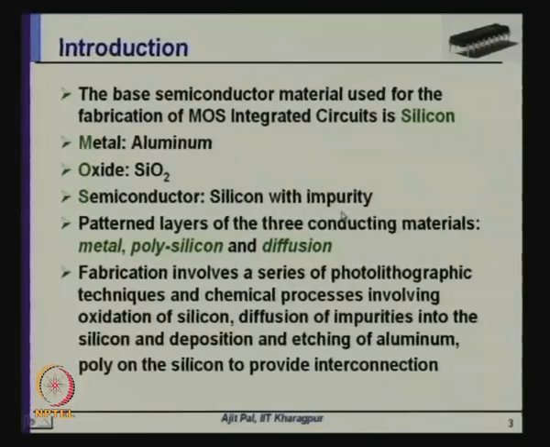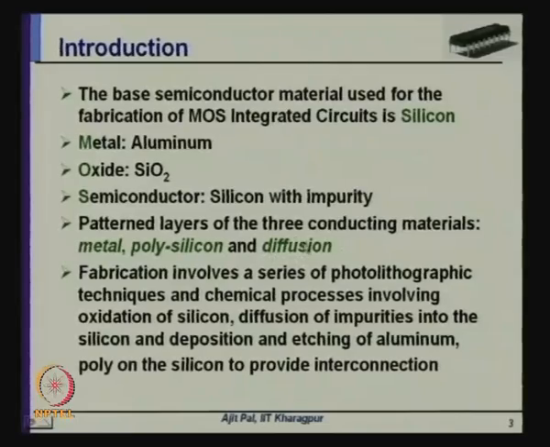As you know, silicon in the pure form is not a conductor, it is an insulator. However, you have to add some impurity to make it a semiconductor. That means it will be partially conducting. And then you will be creating patterned layers of three conducting materials. The conducting materials are metal in the form of aluminum, and then polysilicon, which is also a conducting material, which is used for making interconnections among different parts of the circuit.